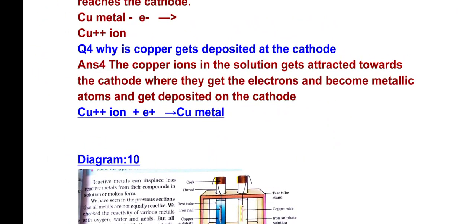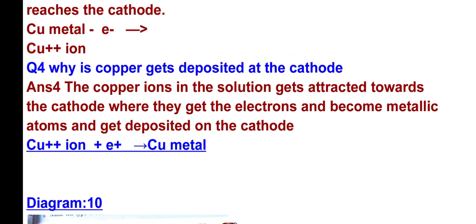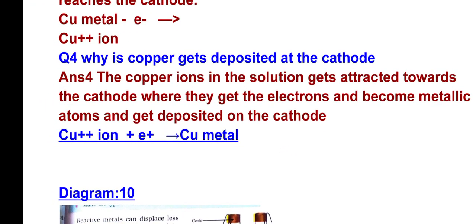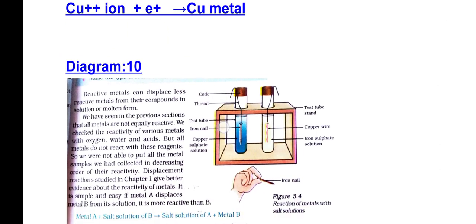Because the copper ions in the solution get attracted towards the cathode, they will move towards the cathode, gain 2 electrons and become metallic atoms and get deposited on the cathode. See, Cu 2 plus ions plus electrons will form the copper metal. E minus, it should be electron.